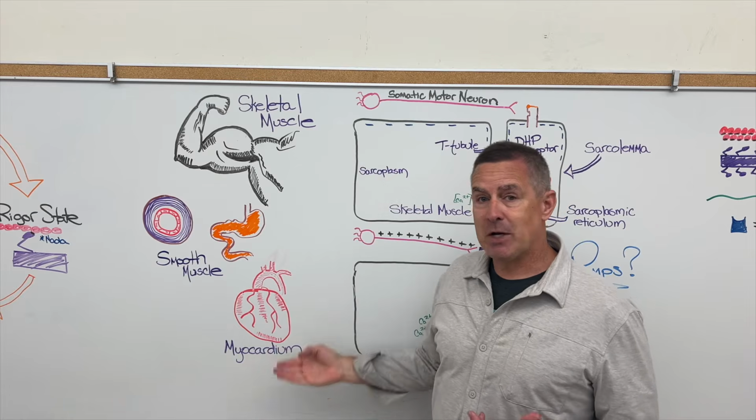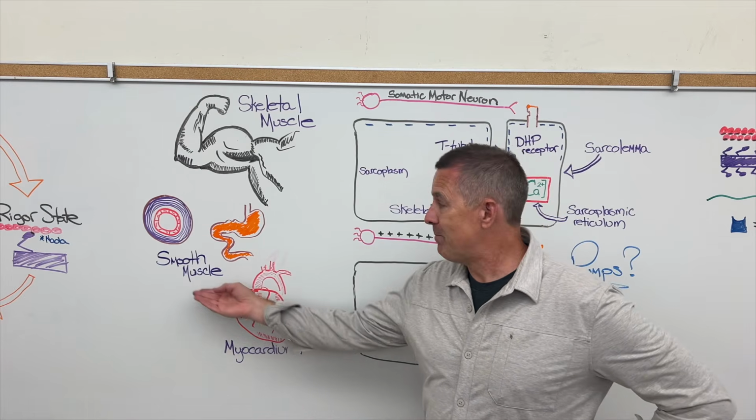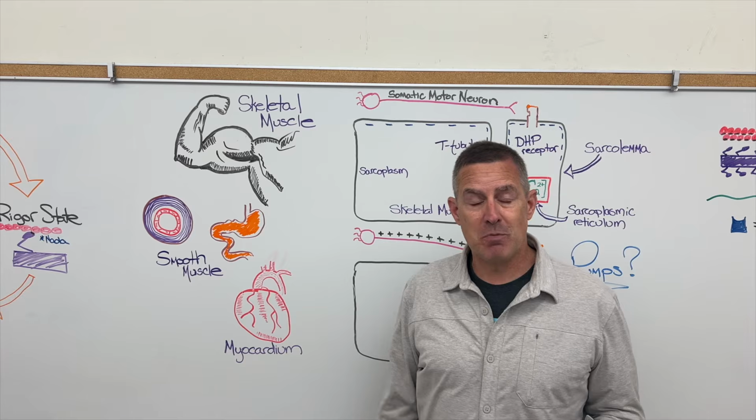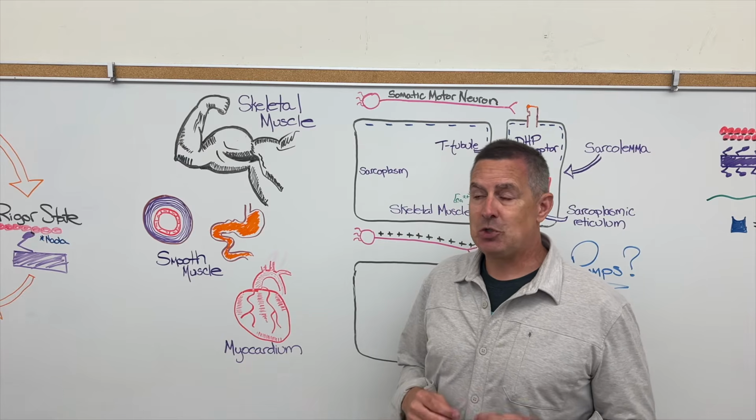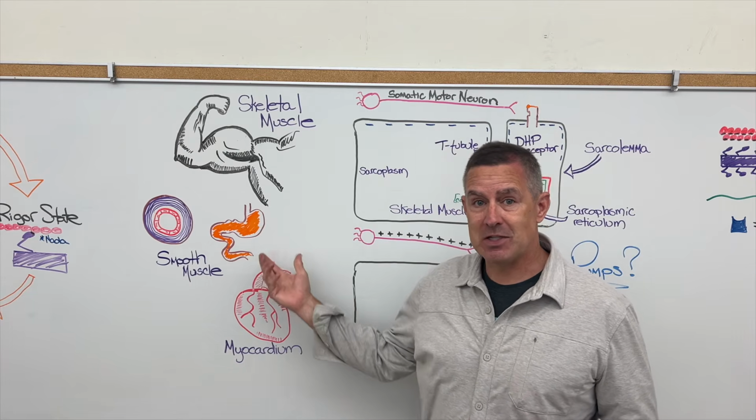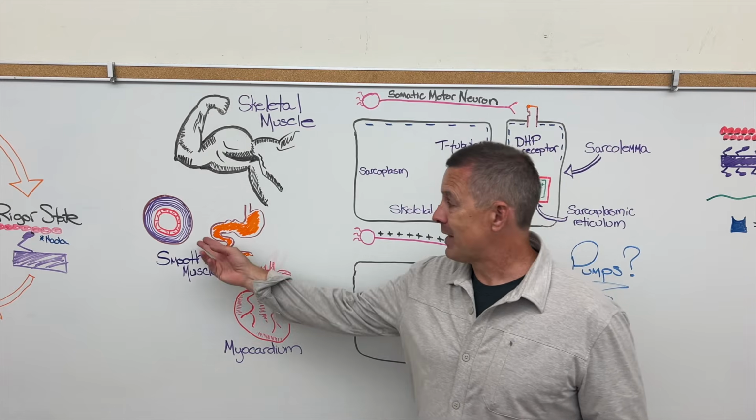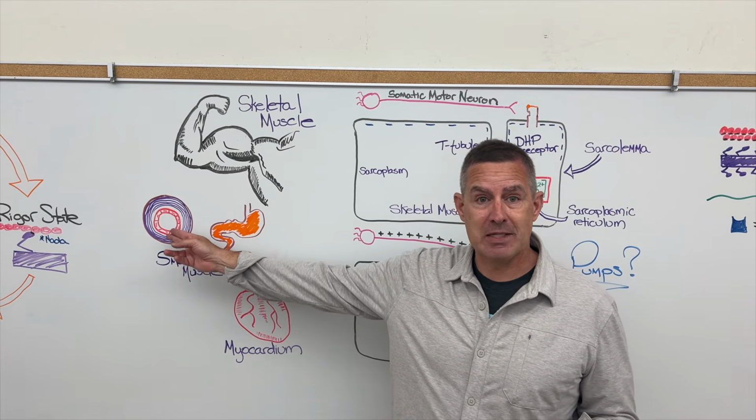So we have skeletal muscle, we have heart muscle known as the myocardium, and the third category of muscle is smooth muscle. And we find smooth muscle lining tracts like the GI tract, so it's lining the stomach, the small intestine, large intestine, the esophagus, which is superior to the stomach. It's lining tubes such as our blood vessels.